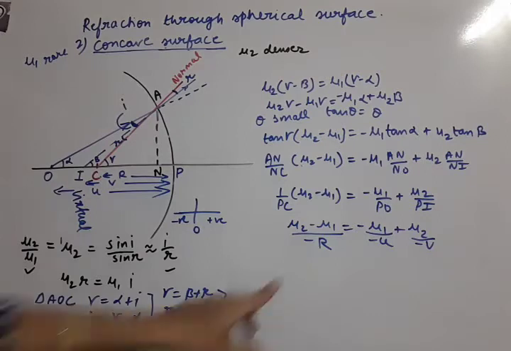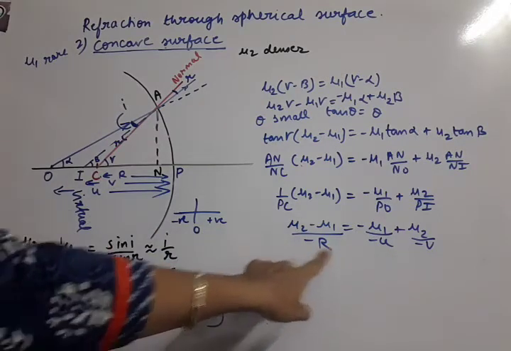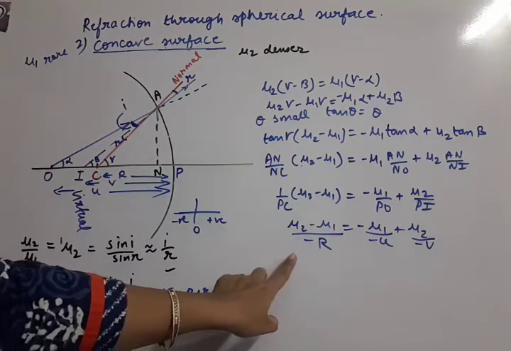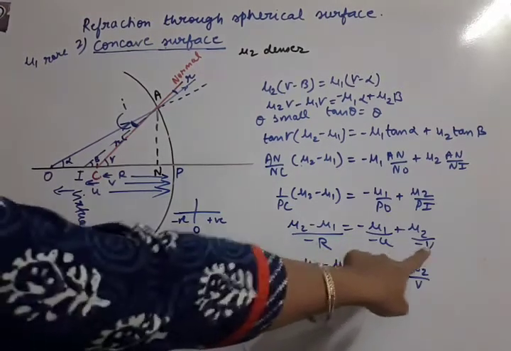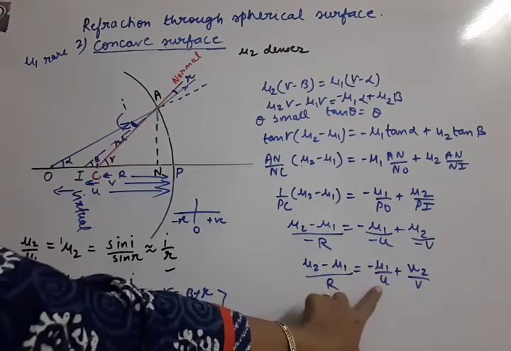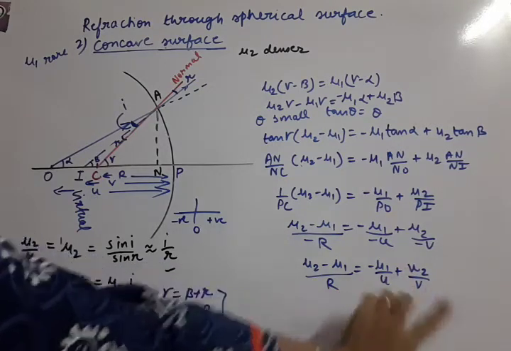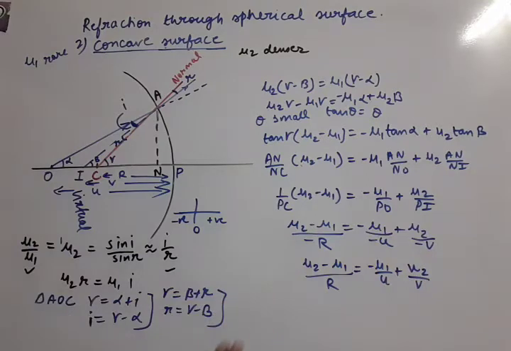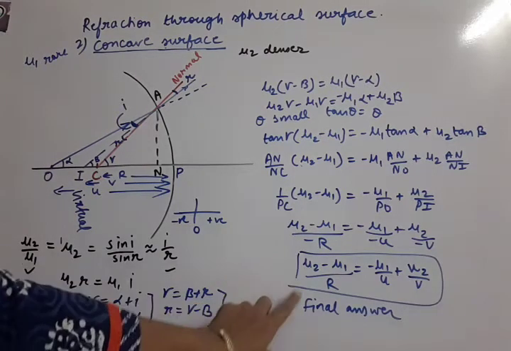So finally you can see everywhere minus sign is there, so it can be taken common and cancelled. So minus sign cancelled everywhere. Mu2 minus mu1 upon R, minus mu1 upon U, mu2 upon V. One minus sign is cancelled everywhere. So this is the final relation among U, V and R. Final answer is this. Okay.